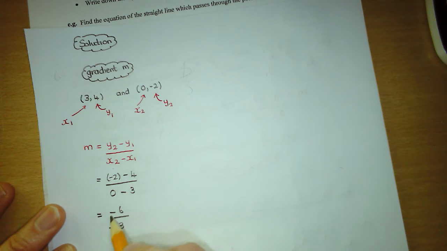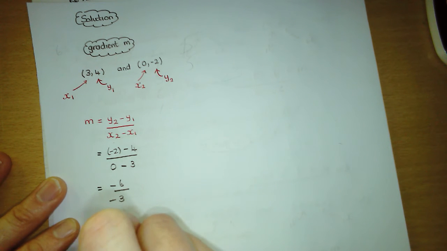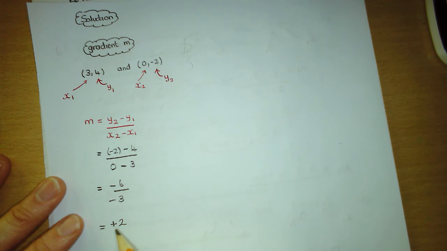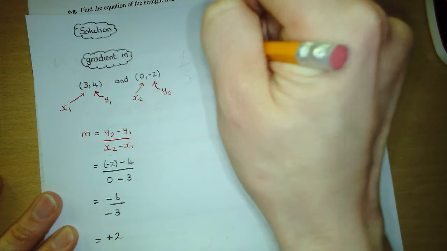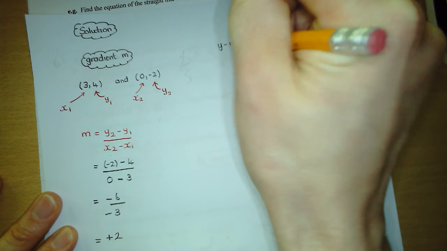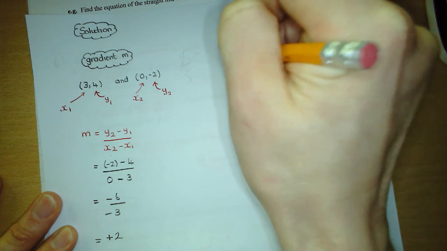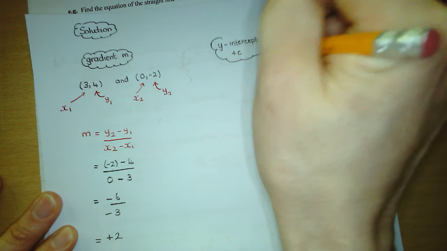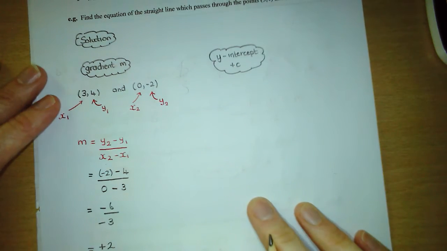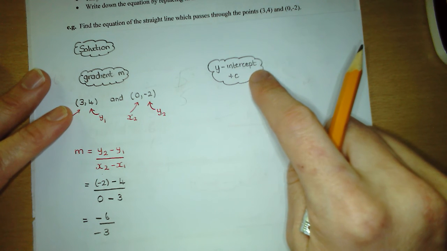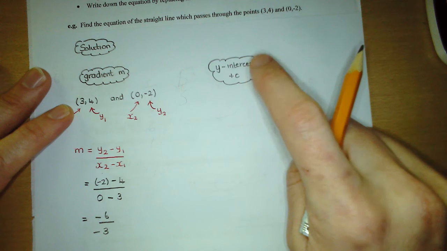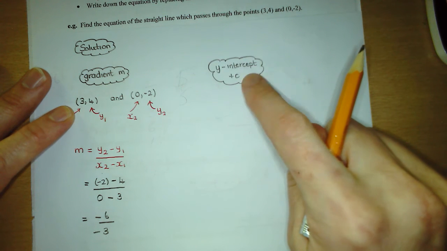Now, sort the sign out. A negative divided by a negative is a positive, so our answer is positive. And then 6 divided by 3 is just going to give us 2. So we've now worked out the gradient of this line. The second thing we need to work out is the y-intercept, which is plus c. Now, in order to get the y-intercept, you need to look for where the line cuts the y-axis. Wherever the line cuts the y-axis, that is the y-intercept.